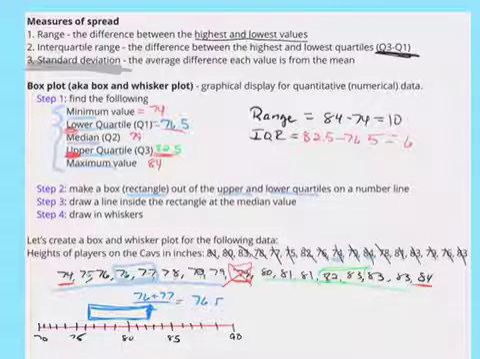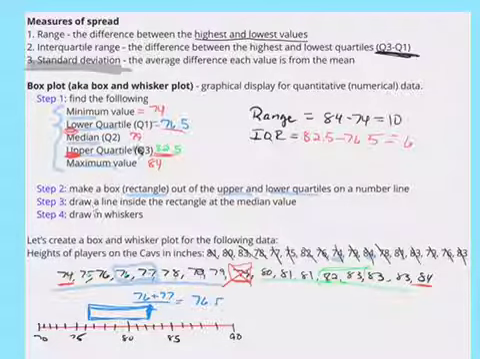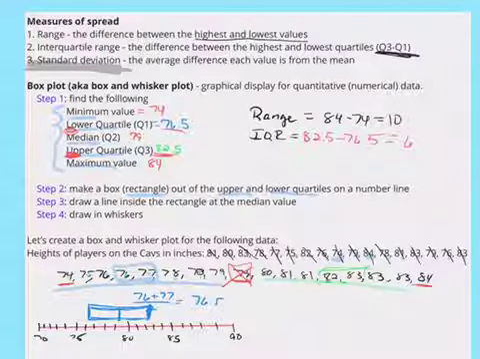And then it says that I am going to need to draw a line inside the rectangle at the median value. There will be times where that median might be like an edge of your box. But here, because my median value is 79, I'm going to go over to my box, and at 79 I'm going to put a line in there. That's my median. It's at 79.